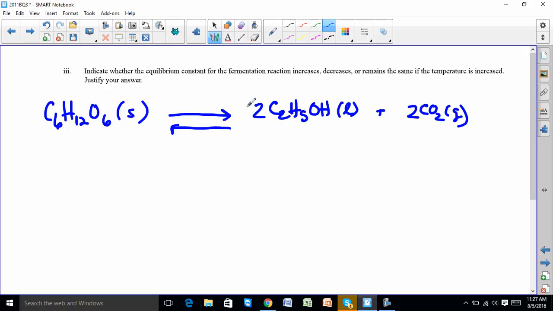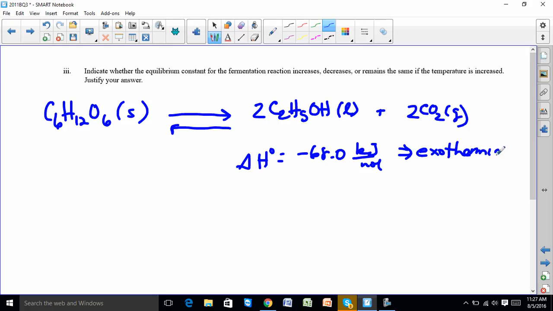All right, and so what happens is, will the equilibrium constant for the fermentation reaction increase, decrease, or remain the same if the temperature increases? Well, remember, they told you that delta H naught was negative 68 kilojoules per mole, which means this reaction is exothermic, meaning heat is going to exit, or heat is a product. So heat actually goes here. And so this is Le Chatelier's principle.